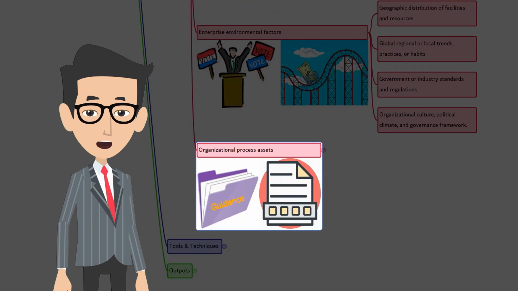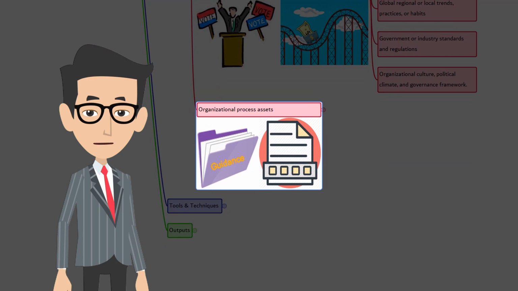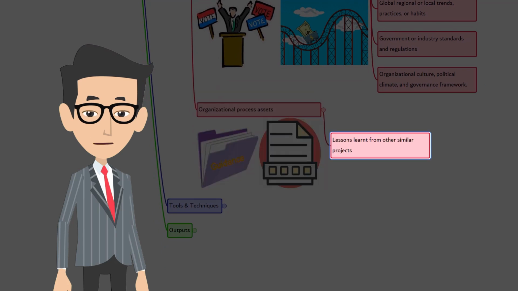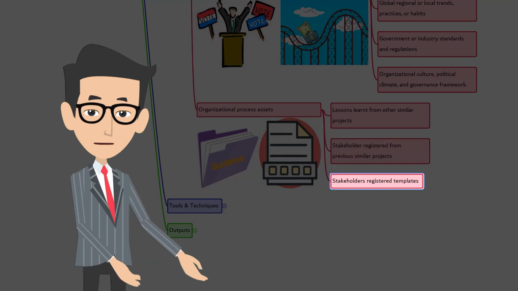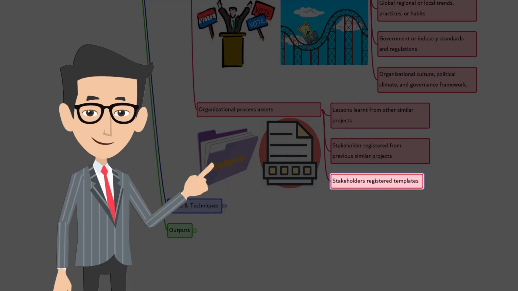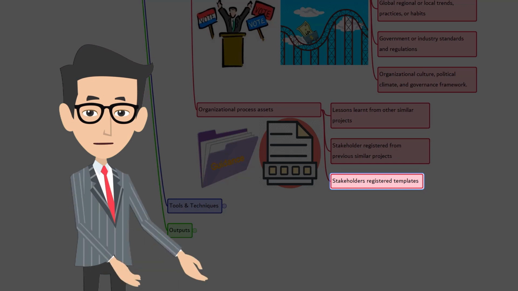The seventh input is organizational process assets. Lessons learned repository with information about preference, action, and involvement of stakeholders. Stakeholder register from previous projects. Stakeholder register templates and instructions. These are some of the inputs from organizational process assets.